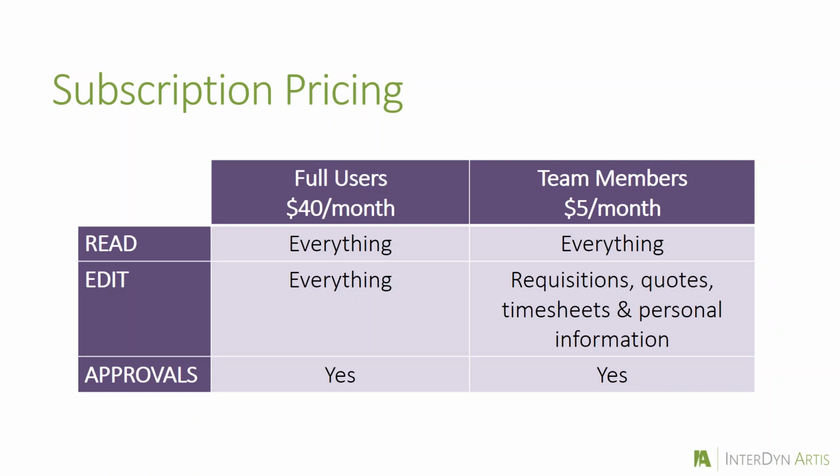Now, what's really interesting is the $5 a month team member user. They can read everything. They can edit a few things. They could submit purchase requisitions, quotes, timesheets, and update their personal information. And they can also participate in the workflow approval chains. These are all topics we'll cover in other webinars. Check our YouTube site or keep tuned because we haven't done the workflow one yet. Anyways, those financial statements that Lisa was just showing you, you can give people access through the web for that $5 user. So it's a really easy way to get the information to people that need it when they need it.